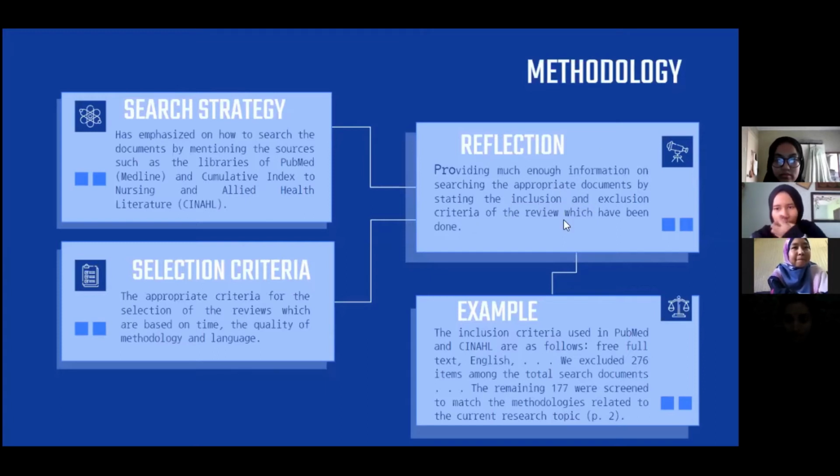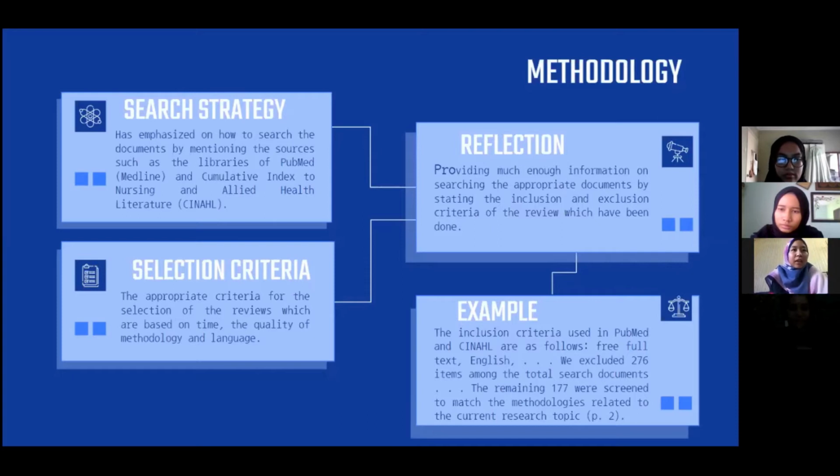For example, the inclusion criteria used in PubMed and CINAHL are as follows. For example, free full text, English, and also included or pre-excluded 276 items among the total search documents. The remaining 177 were screened to match the methodology related to the current research topic. So these are the examples that shown by the authors.